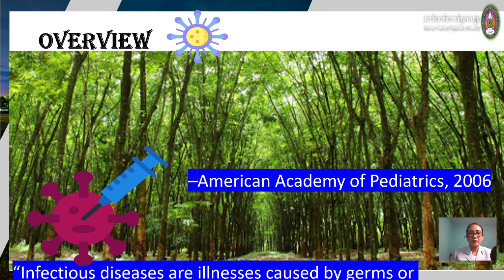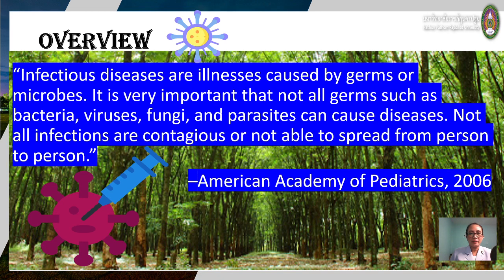So as an overview, according to the American Academy of Pediatrics in 2006, infectious diseases are illnesses caused by germs or microbes. It is very important to note that not all germs, such as bacteria, viruses, fungi, and parasites, can cause diseases. Not all infections are contagious, or able to spread from person to person. So as you can see, based on the overview, the topic that I'm going to discuss in this particular unit of the course is about infectious diseases. So I will focus on this.